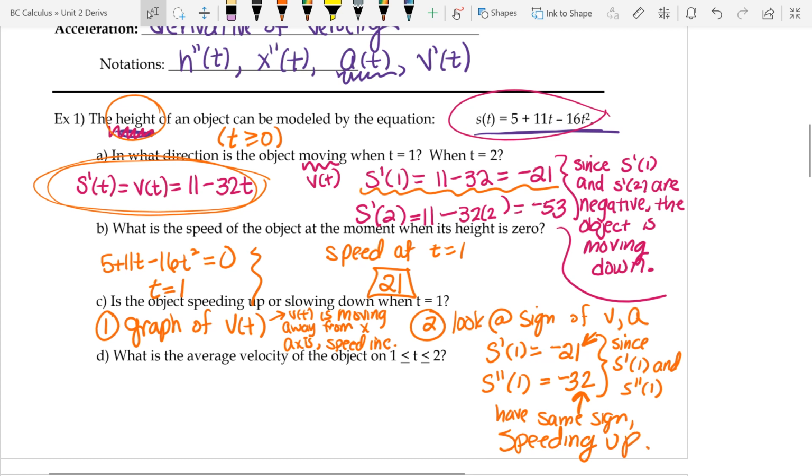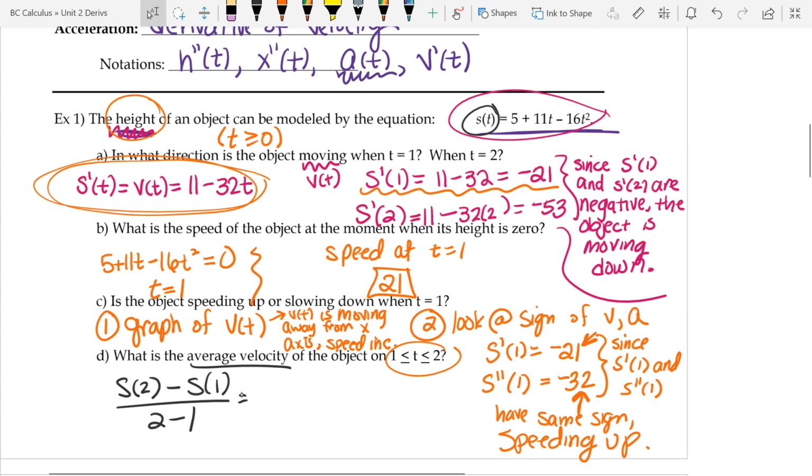What is the average velocity of the object on the interval from 1 to 2? So average velocity has actually nothing to do with velocity. It's displacement over time. So my average velocity is going to be x of 2, which actually in ours is s. So let me change that. My apologies. It's going to be s of 2 minus s of 1 over 2 minus 1. That's average velocity: displacement over time.